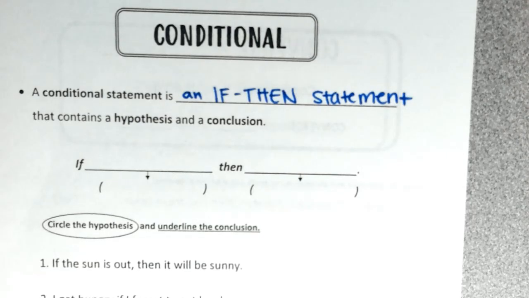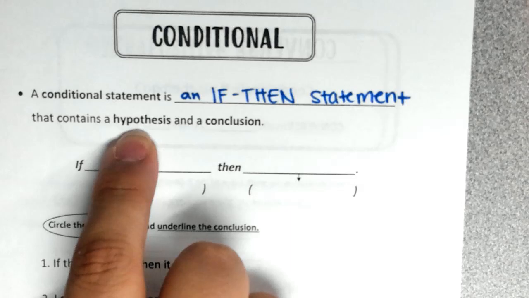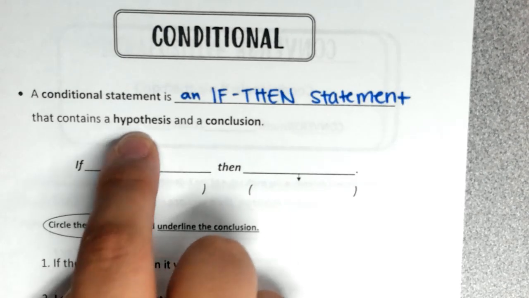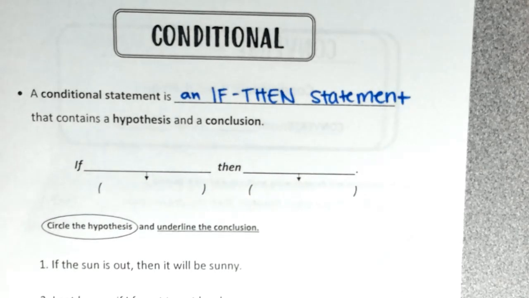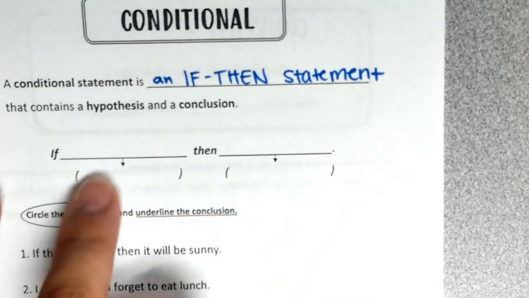A conditional statement is an if-then statement that contains a hypothesis and a conclusion. Now, you've heard the word hypothesis before? What does hypothesis mean? In science, it does mean your guess, right? In this class, it's going to be more like your cause. It's the cause, and the conclusion is what comes after a cause? An effect.